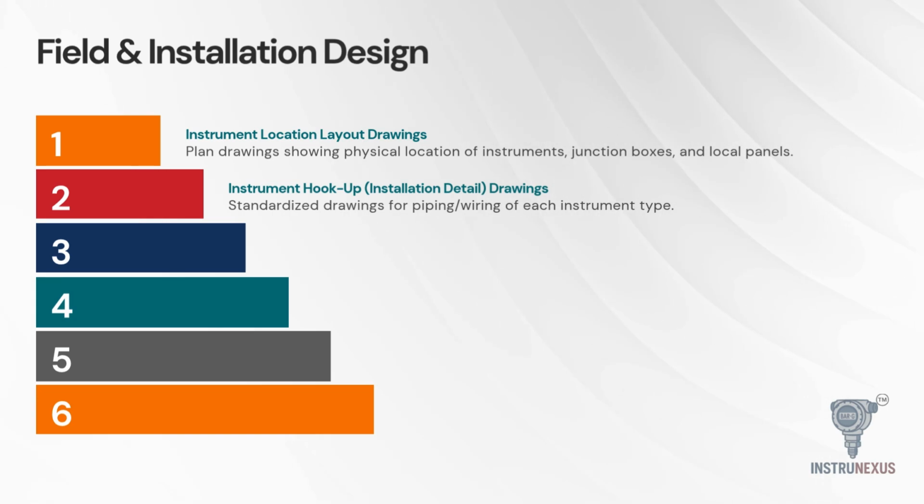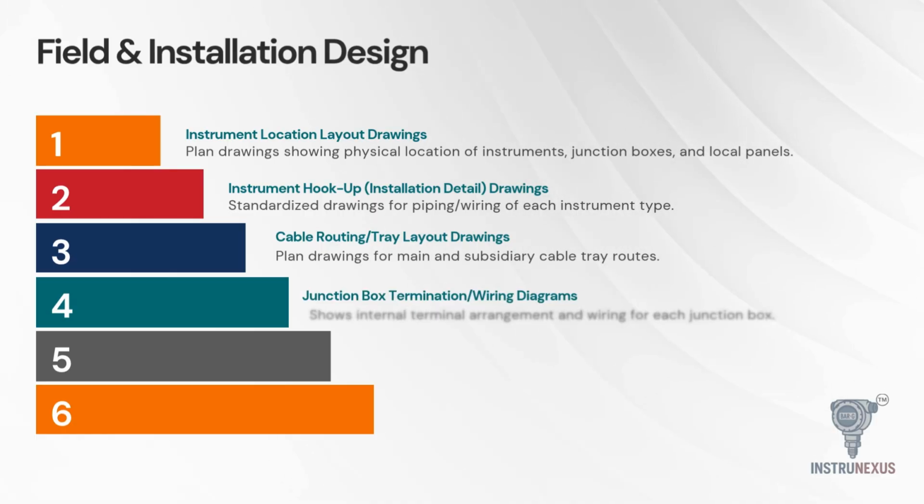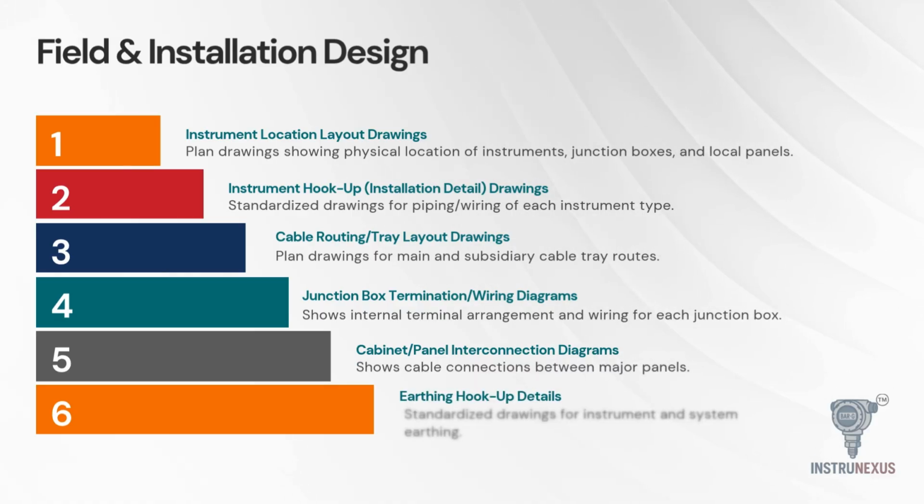To connect the field to the control room, we issue cable tray layouts showing the main routes through the plant. Finally, for the technicians connecting the wires, we provide junction box termination diagrams and interconnection diagrams, ensuring every wire lands on the correct terminal block.